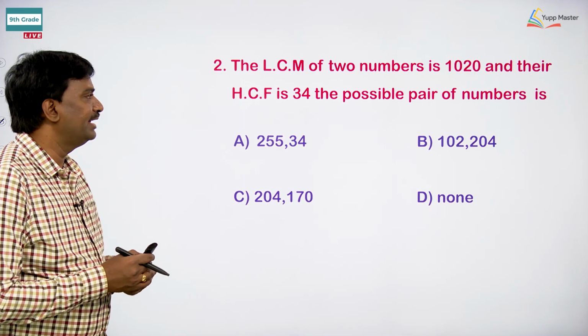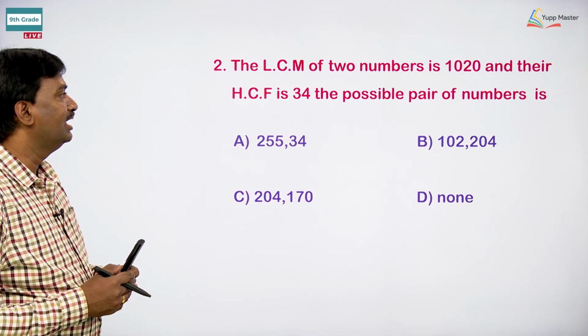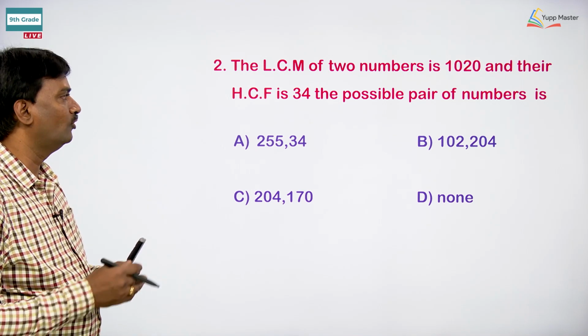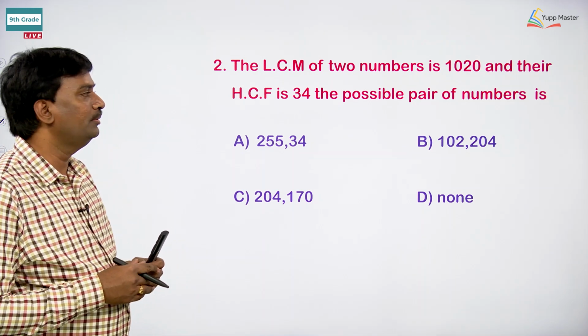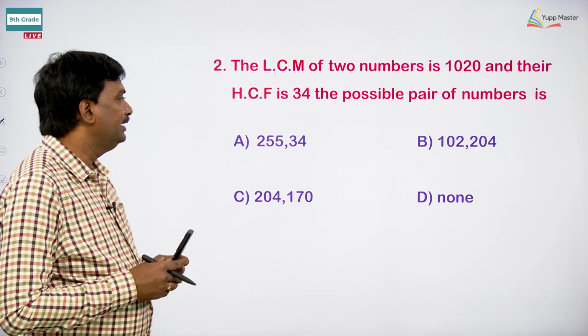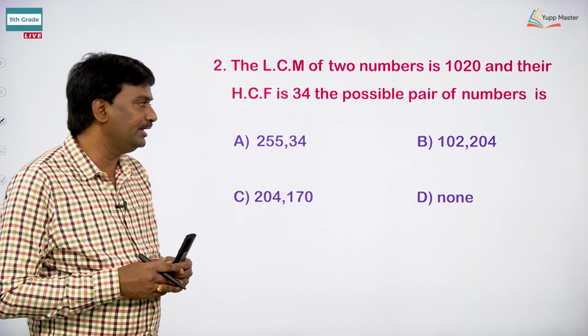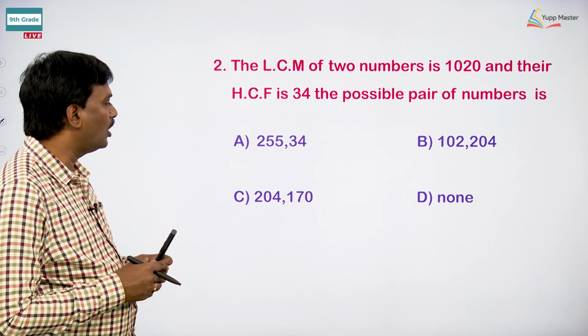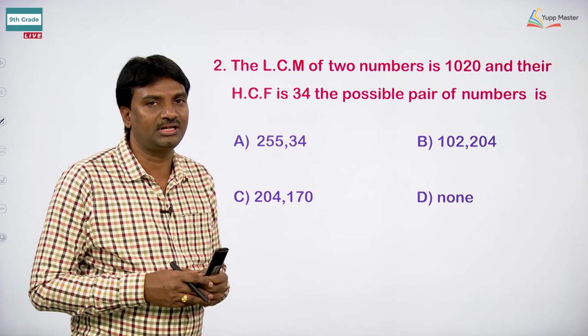Here the problem is given as the LCM of two numbers is 1020 and their HCF is 34. The possible pair of numbers is, here the options are given as A 255 and 34, B 102 and 204, option C 204 and 170, and option D is given as none of these.